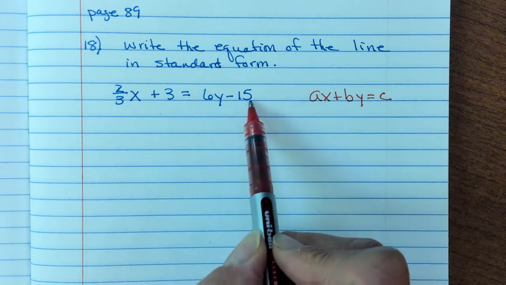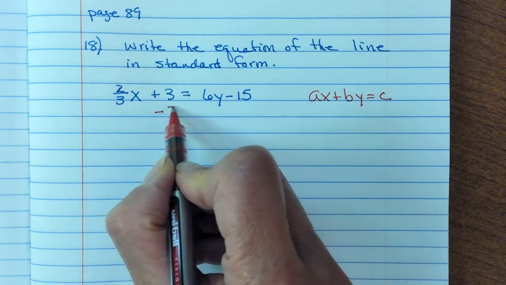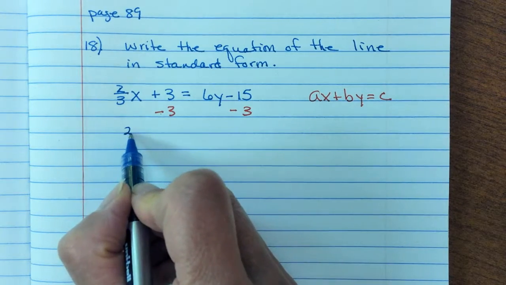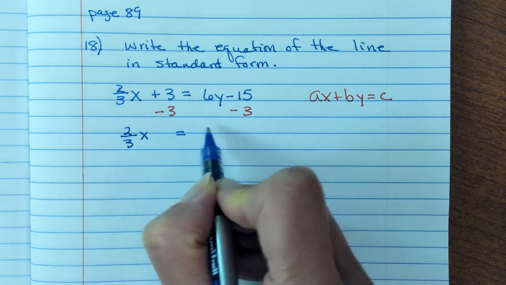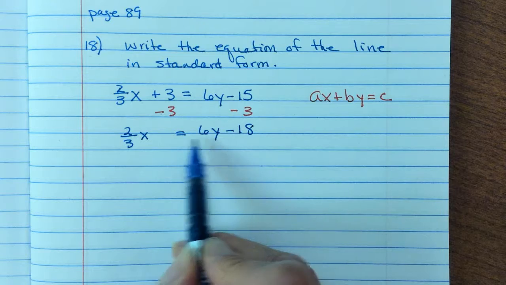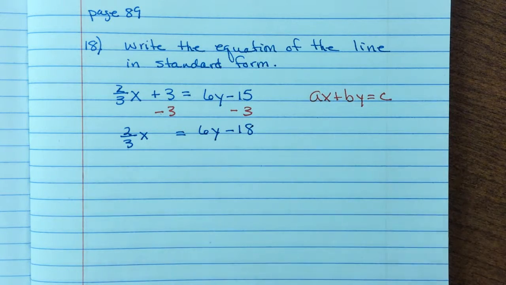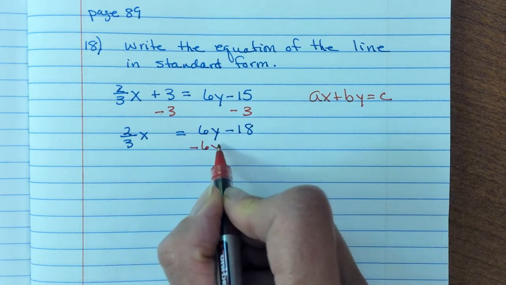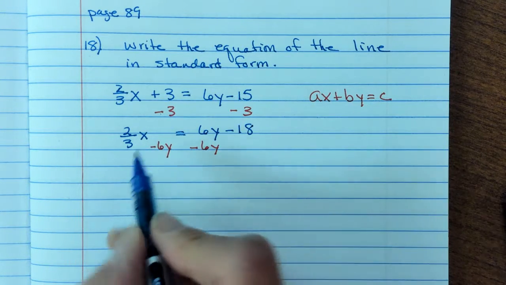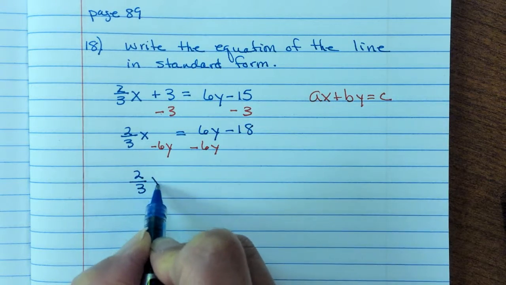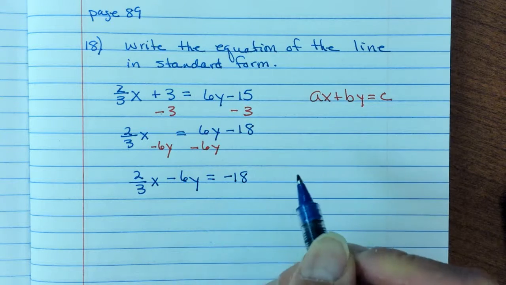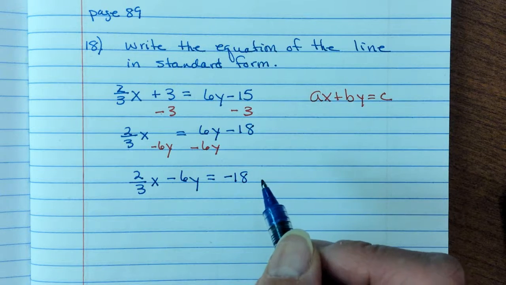So let's move this constant over to this side. So that's easy. Let's subtract 3 from both sides. So now I get 2/3 x is equal to 6y minus 18. Let's get the 6y over there with my x term. So we're going to subtract 6y from both sides of the equal sign. So that gives me 2/3 x minus 6y is equal to negative 18. Okay, so let's look at this.